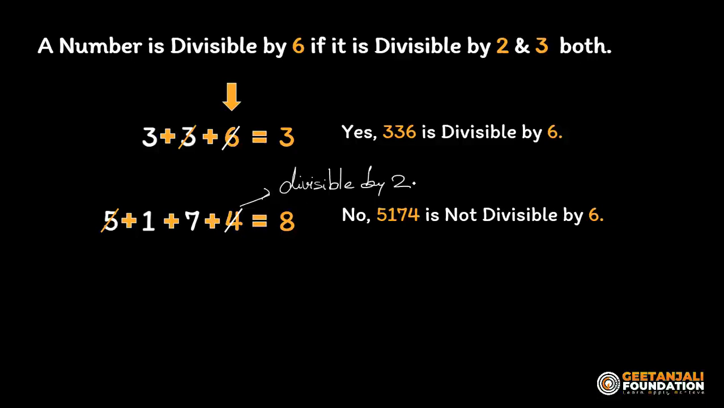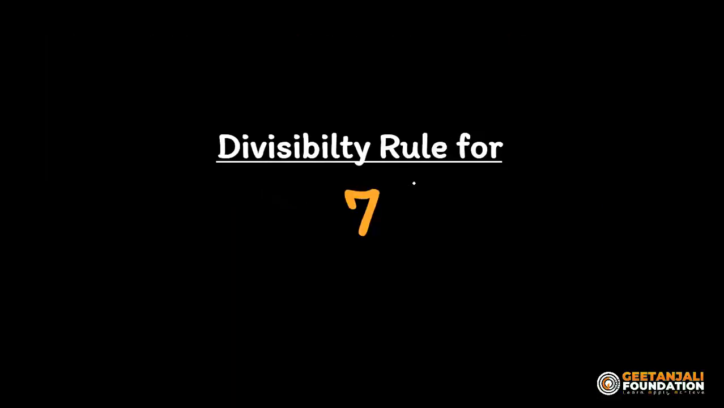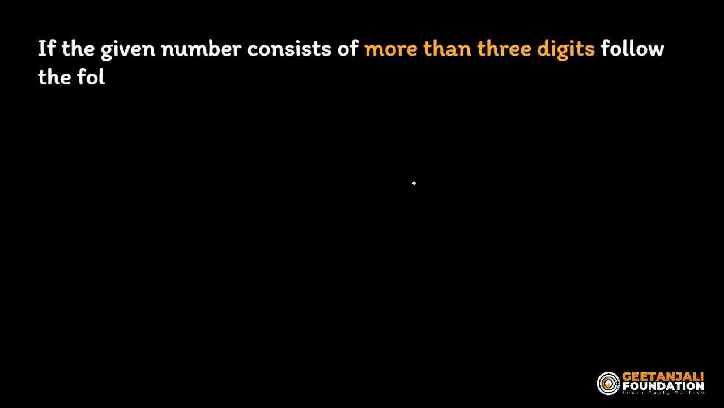Now let's move to the next number, which is 7. Divisibility rule for 7. If the given number consists of more than 3 digits, follow these steps. For 7 there are many rules to check divisibility. Here I am taking a really big number, so I am telling you this method for checking divisibility by 7 for a very big number. There is more than one method to check divisibility by 7. Let's see this method first, in which you can check divisibility by 7 for a big number. So I have taken the number 88883291.